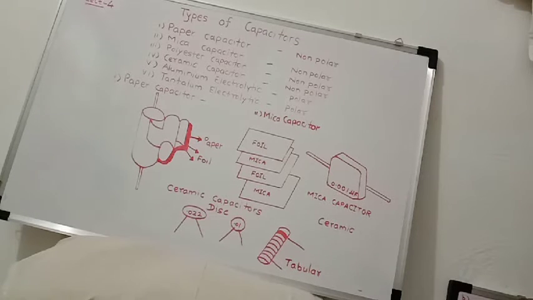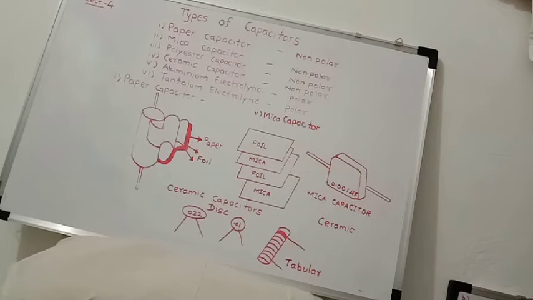Now the speciality of a paper capacitor: medium range of capacitance. Capacitance range is medium, small in size, and it is a non-polar capacitor. The typical range of this paper capacitor is from 500 picofarad to 1 microfarad, and its voltage rating is from 100 volt to 1000 volt. So this is about paper capacitor.